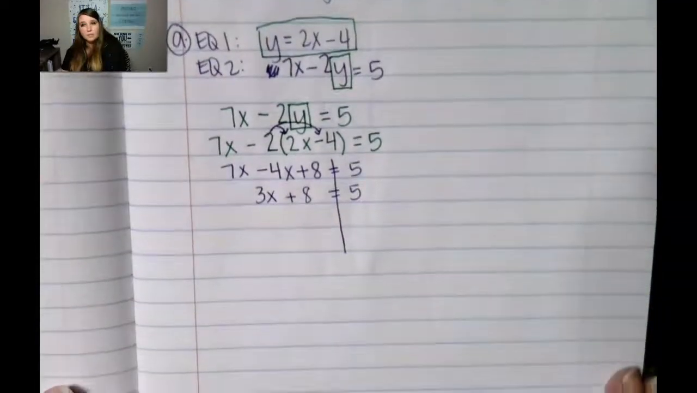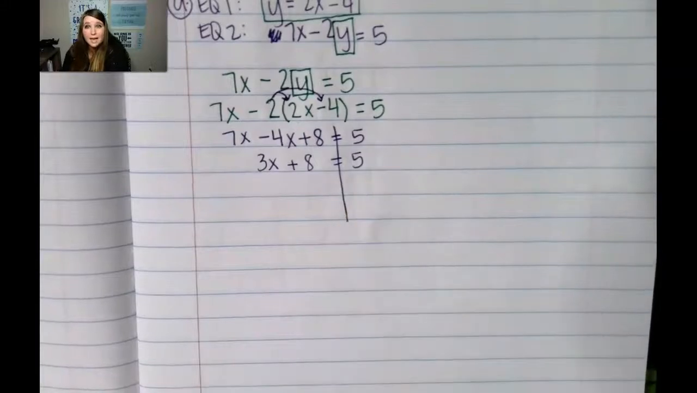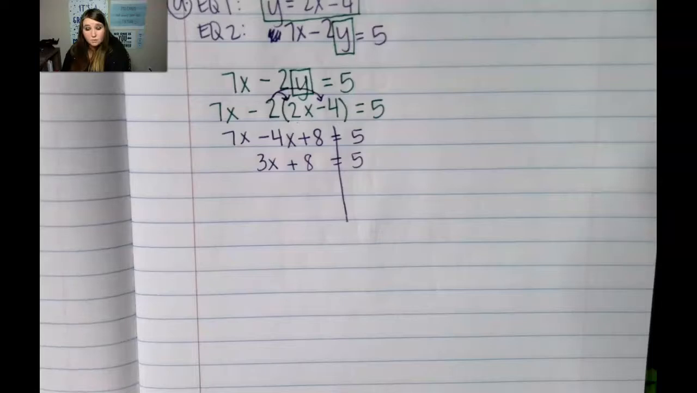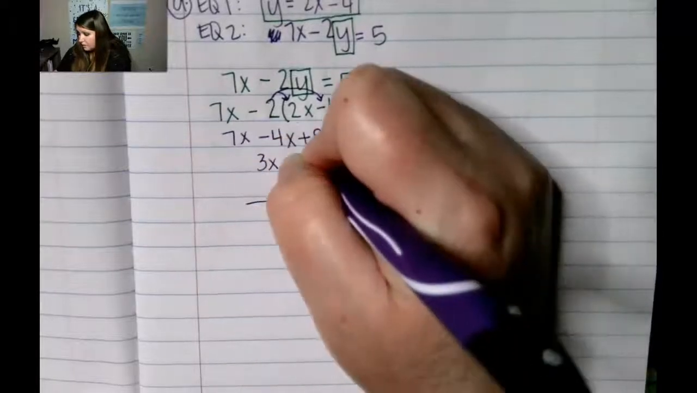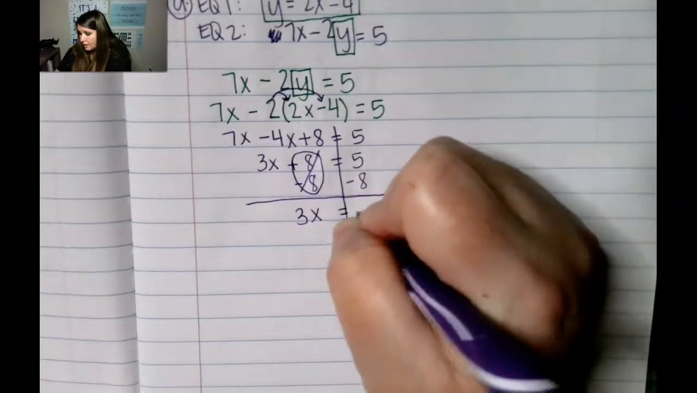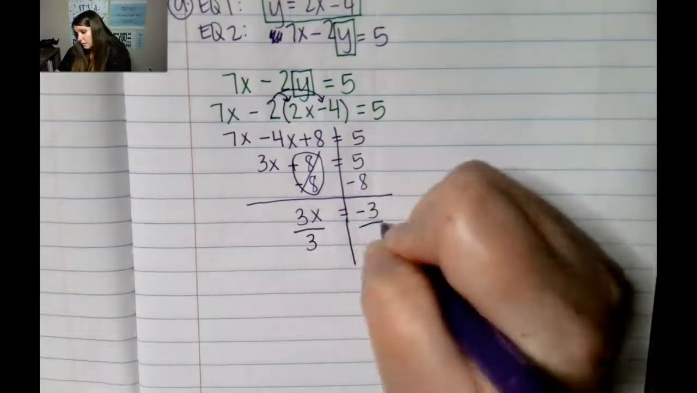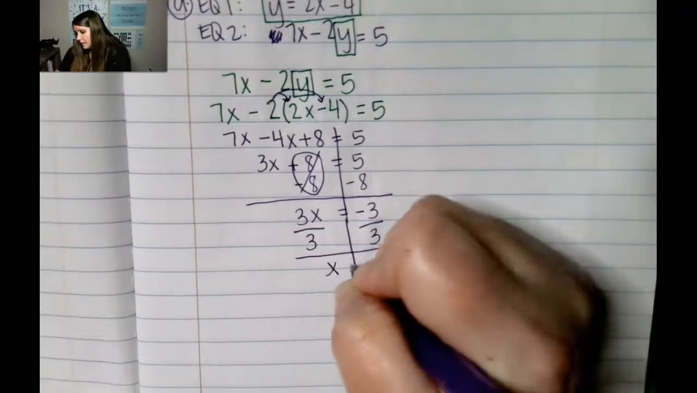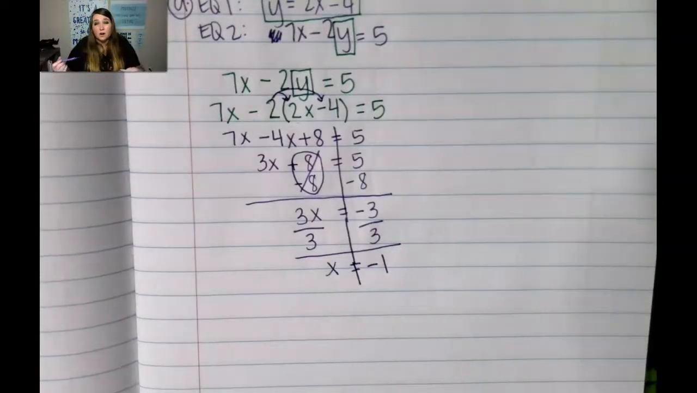Okay, so now this right here looks like a two-step equation. We're ready to solve this as a two-step equation. Again, we want to solve for x. We want x all by itself. That is our ultimate goal. So we're going to subtract 8. That goes away. So then we have 3x equals 5 minus 8, which is negative 3. Divide by 3. x equals negative 1. Okay, so I have solved for x.